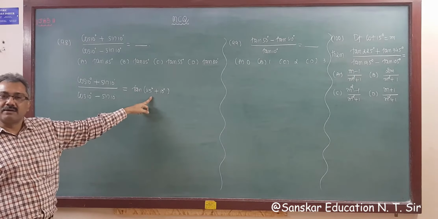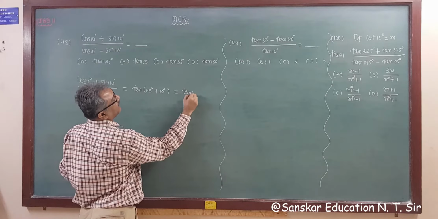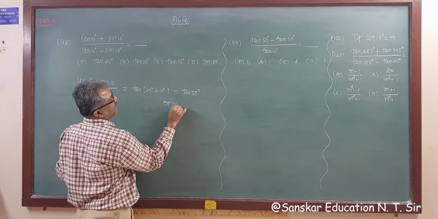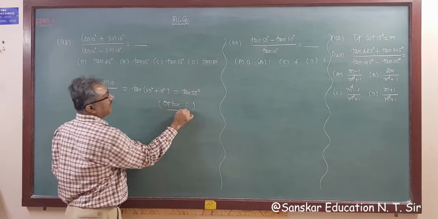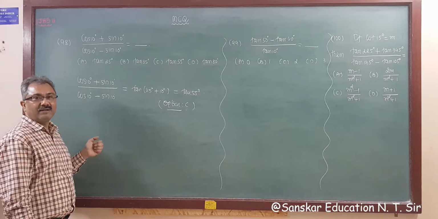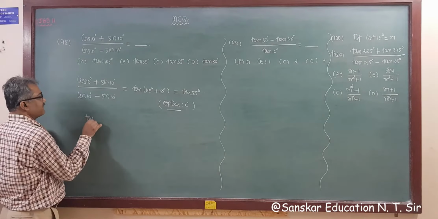I told you this in my earlier class, right? So this is tan 55 degree. That is your answer. That is option C, your correct answer. Right? Did you understand? Do you have a problem? Recall your formula for tan(a + b).